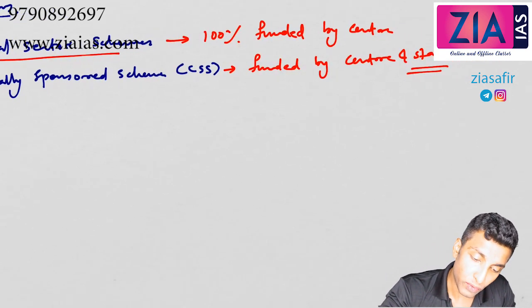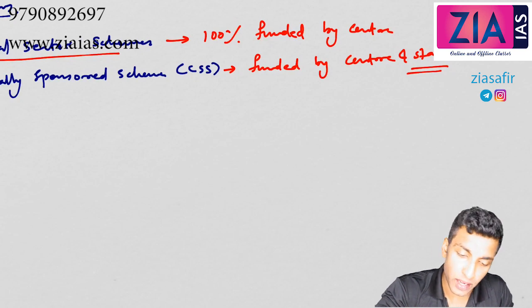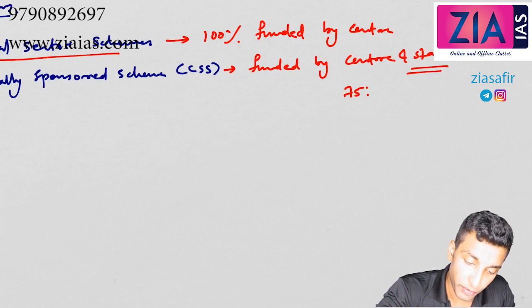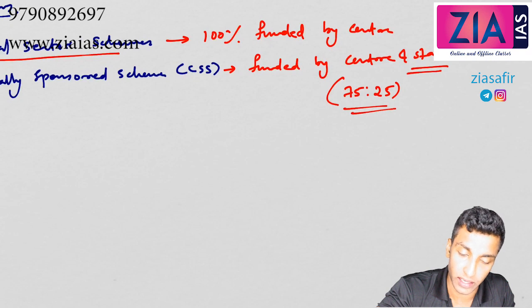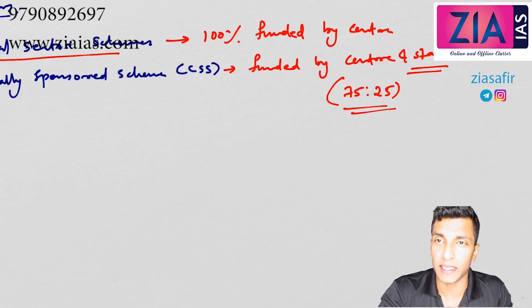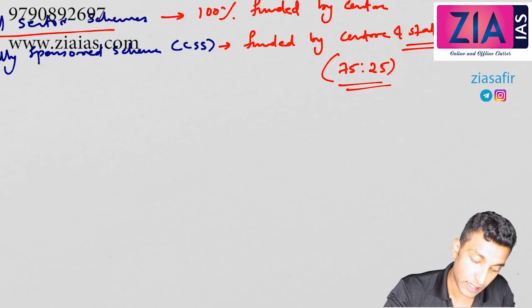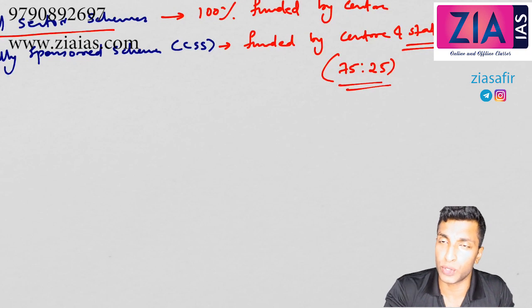What is the ratio? Is there any fixed ratio? Earlier there was a ratio like 75-25. This was the situation earlier: 75% by the center and 25% by the states, but now it is restructured, so it varies.